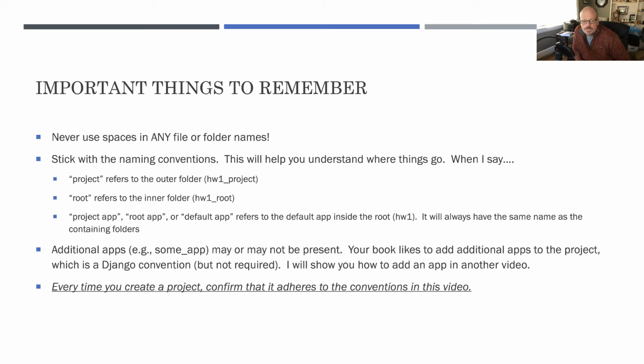Remember that additional apps, for example, some app, the e-commerce app, the payroll app, may or may not be present in a particular project. It's not required that you have additional apps. The default app, that is HW1, for example, is all that is technically needed in a Django project. But your book does like to add apps to the project, so we may actually have a number of apps in your project. And every time you create a project, make sure it conforms to the conventions in this video. It's worthwhile going back through this video every time you create a project. It'll save you a lot of trouble later.